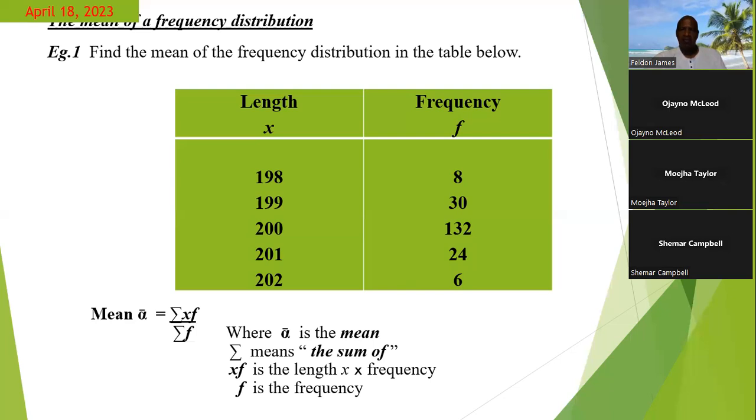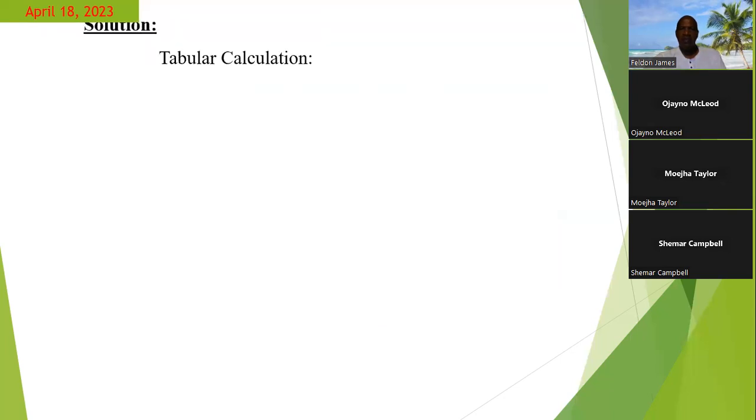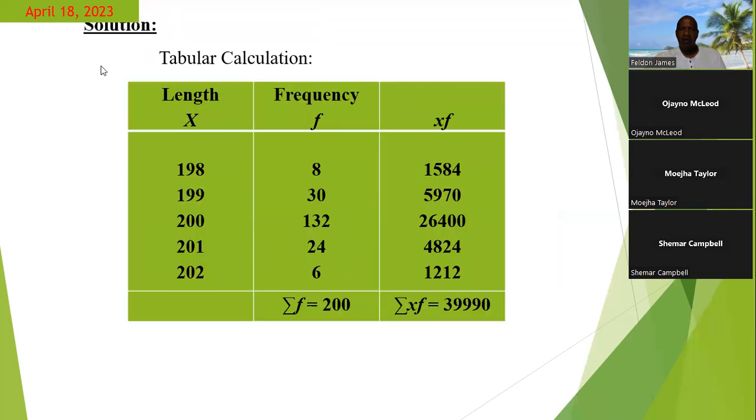Maybe 1 more. All right, so what we need is 1 more column. We need a column for the frequency times the value, or the value times the frequency. And that's what we get. So this column, we refer to it as the X values. This column tells you the frequency of the X values.